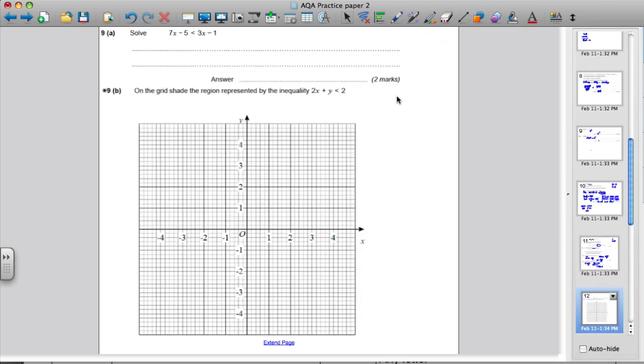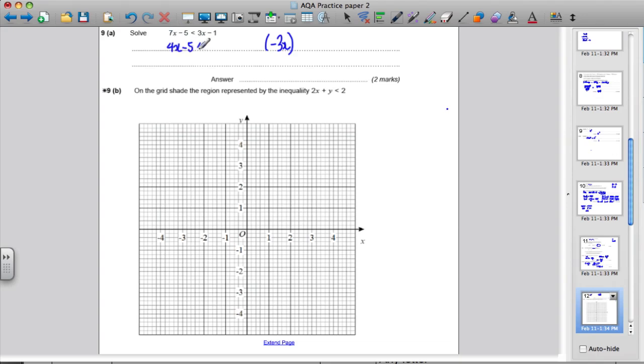Okay, question 9a. Solve 7x minus 5 is less than 3x minus 1. Think of this as an equation. Do what you would normally do when solving an equation. X on both sides. Subtract 3x from both sides so that all the x's are together. 7x minus 3x is 4x.